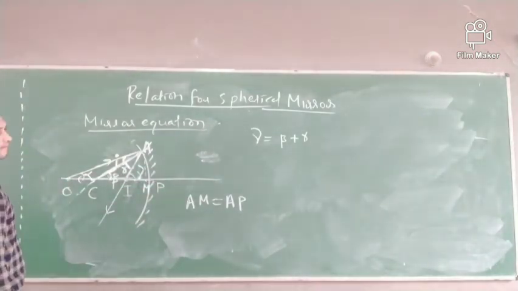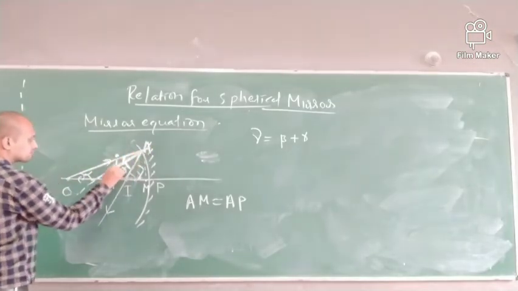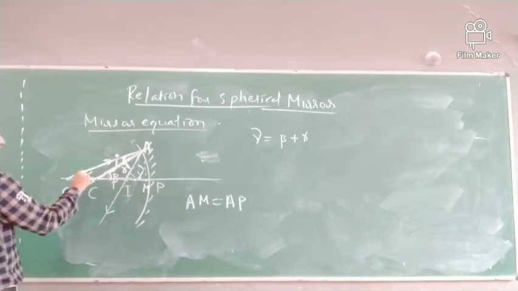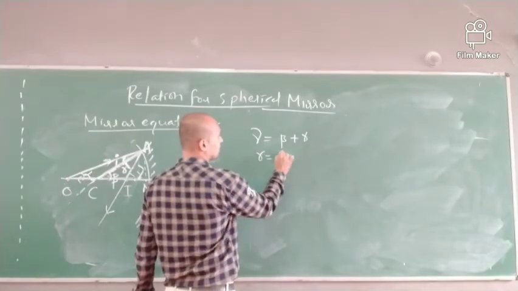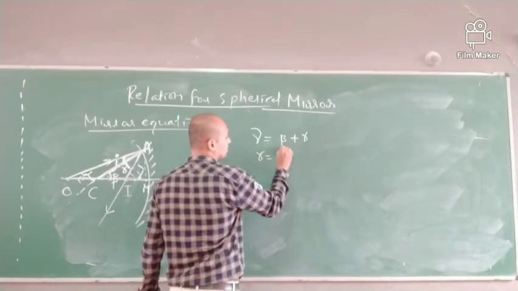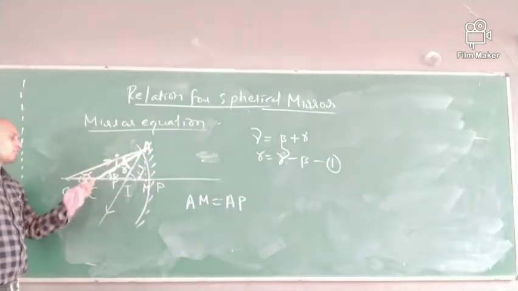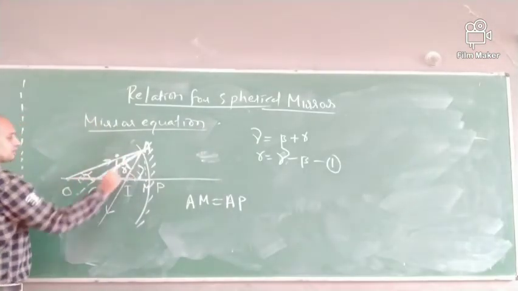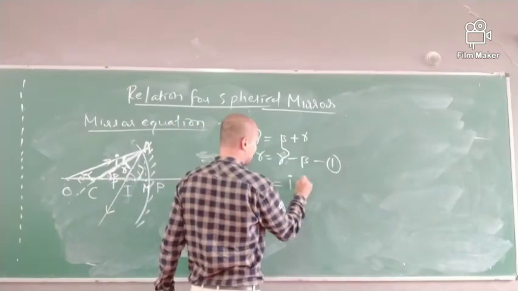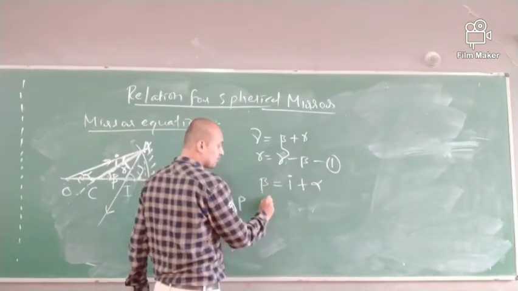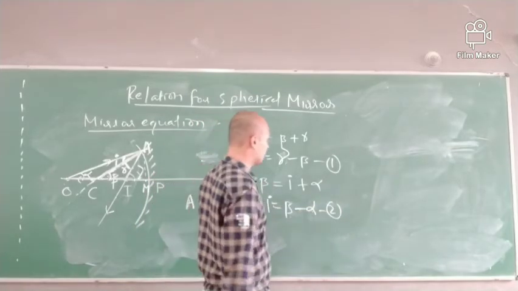And second thing, you can see from this triangle, the sum of two interior angles is the exterior angle. So I can write alpha is equal to beta minus r, that is, gamma minus beta. Let us take this as equation 1. Let us find the angle of incidence. From this triangle, the sum of two interior angles is the exterior angle. Beta is equal to I plus alpha. So I is equal to beta minus alpha. Let us take this as equation 2.